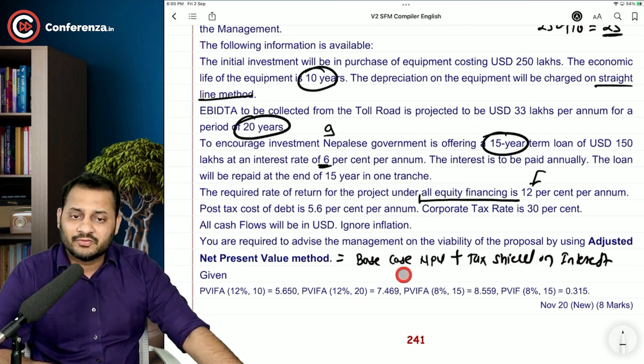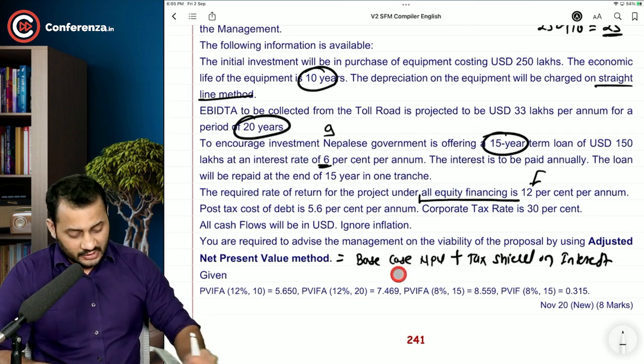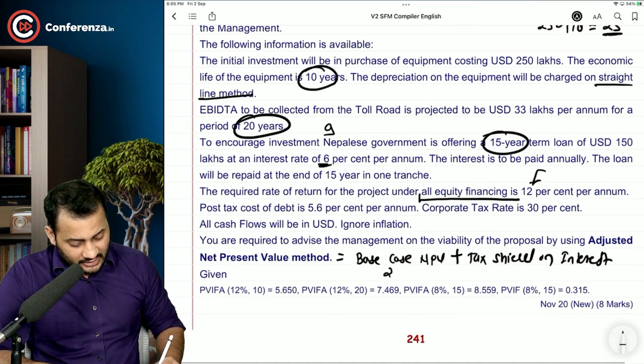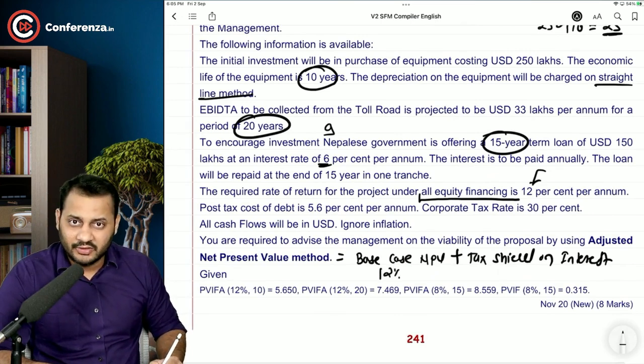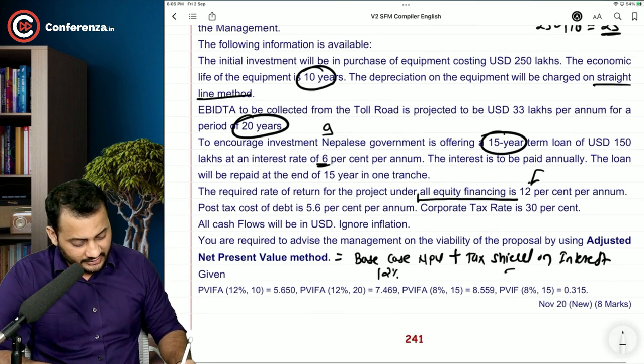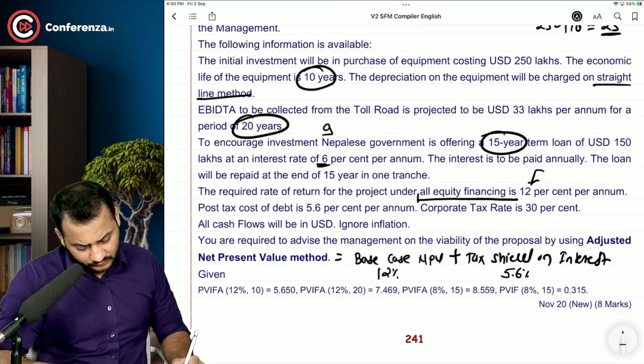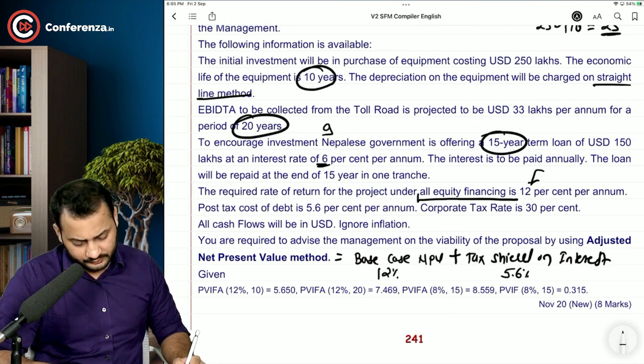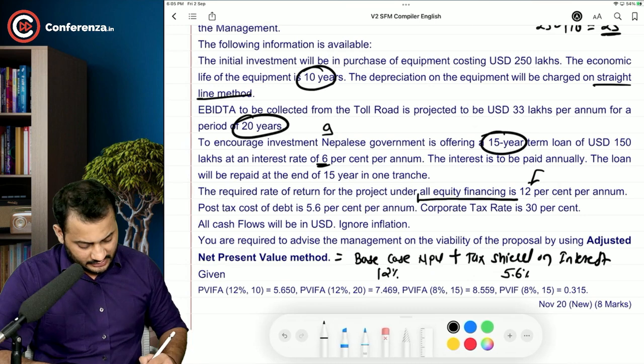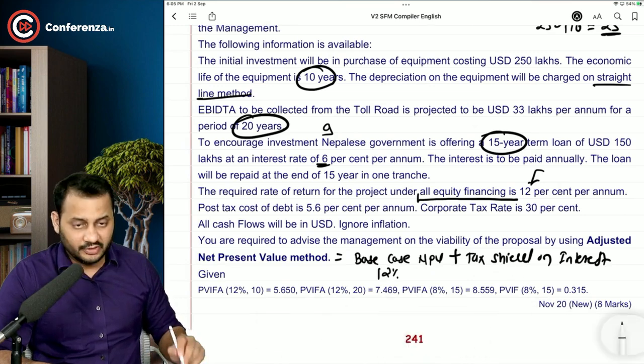So let me first focus on base case NPV. Now this base case NPV will be discounted at 12% because it is all equity financed, and the tax shield will be discounted at, I think, 5.6% or 8%. Yeah, post-tax cost of debt is 5.6%, now after tax it is. Okay, let's first find out the base case NPV.